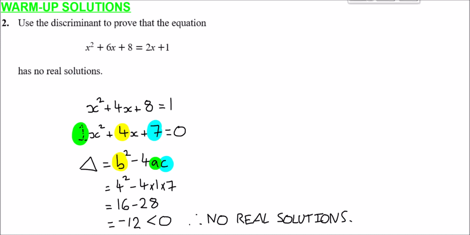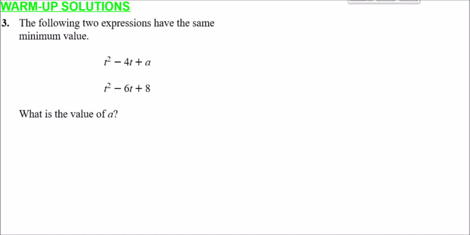So we can now move on to question 3. Question 3, we're told that we've got these two expressions with the same minimum value, and we're asked to find the value of a. Now, the minimum value, the turning point, we can work out by completing the square for both expressions.